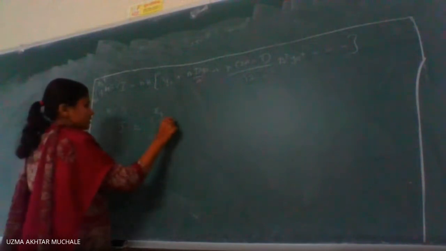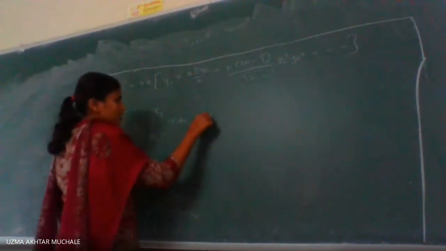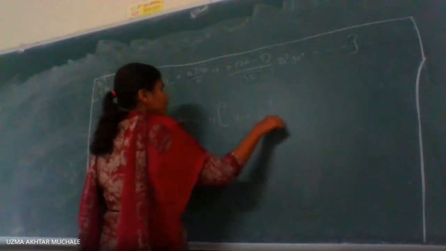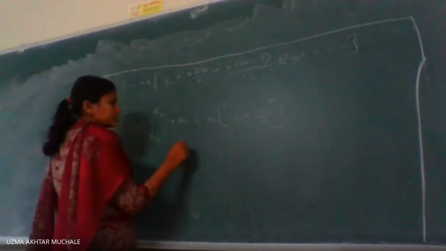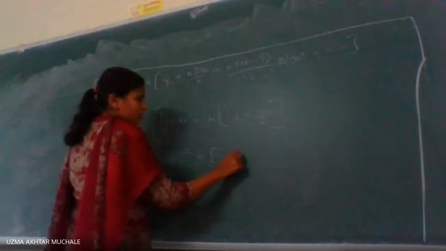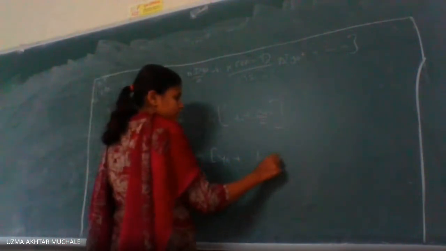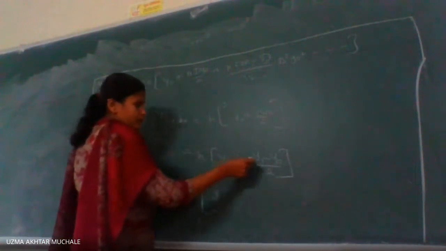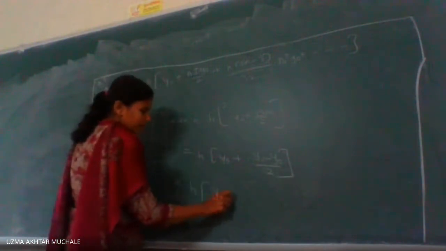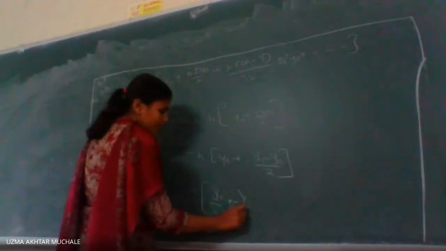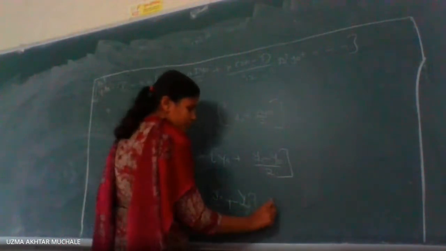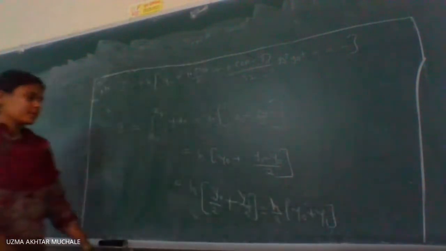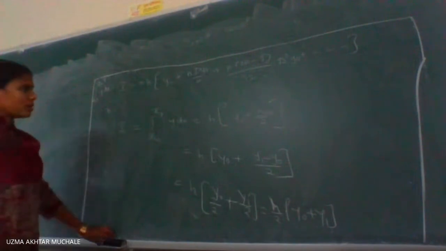So what is the resultant? It is h, and instead of n, it is 1, so y0 plus Δy0 divided by 2. Hence we get h [y0 + (y1 - y0)/2]. After some calculations, y0 minus y0 by 2 is y0 by 2, plus y1 by 2. So we get h by 2 (y0 + y1). This is the integration from x0 to x1.